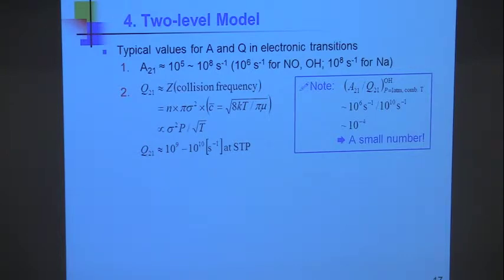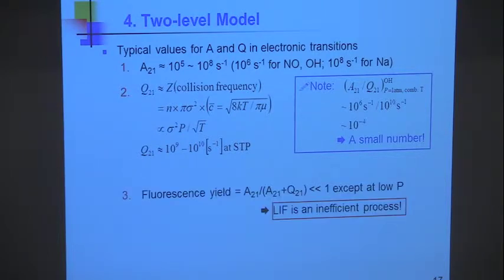How do you solve that problem? Well, you send in a lot more than 10 to the 6th. So the fluorescence yield has the physical meaning of the fraction of the absorbed photons which are re-emitted as a photon. And it tends to be a small number, except when you go down to really low pressure, because then the collision frequency goes down.